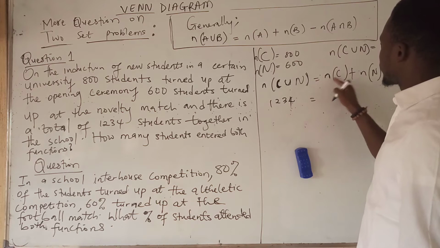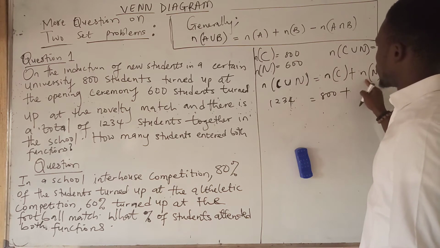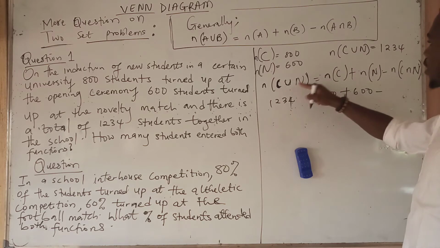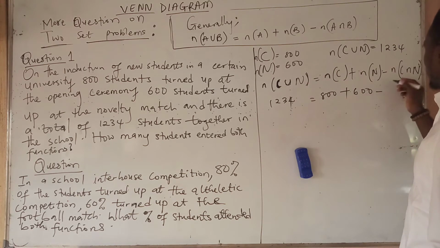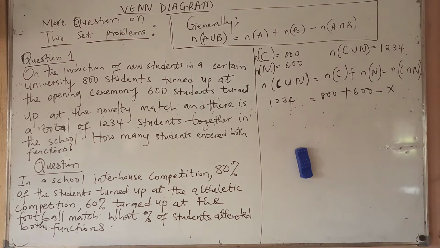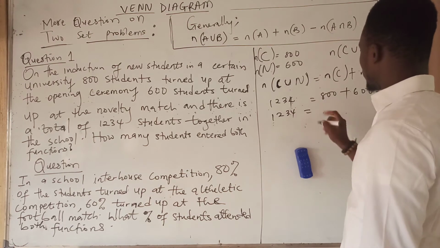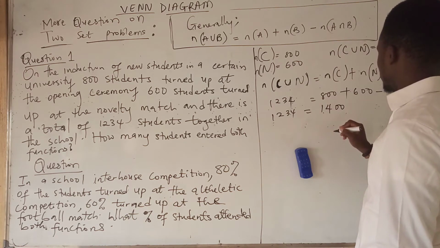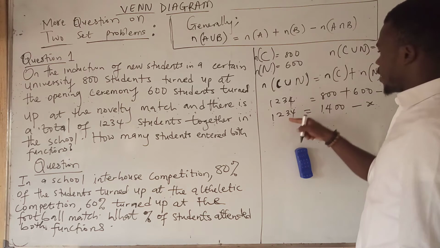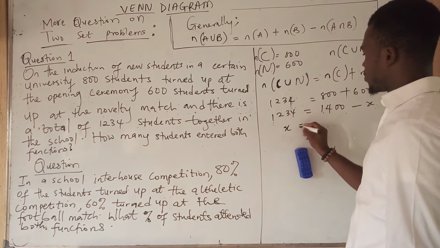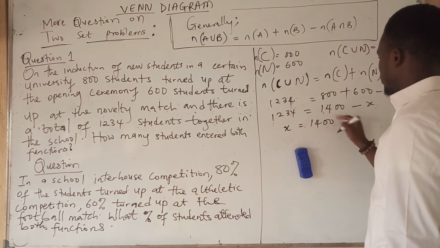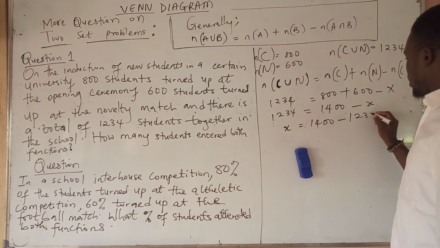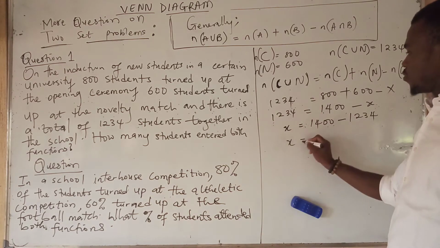We are given that the total number is 1,234. Then we have number of C is 800 plus number of N is 600, minus the number of C intersect N. We don't know that, so let's call that X. We are looking for X. So 1,234 is equal to, if we add up 800 plus 600, we are going to have 1,400, minus X. We try to make X the subject of the formula: move minus X over to the side, it becomes positive X. Then we have 1,400 here, and we move this one over to the side, it gives us 1,400 minus 1,234.